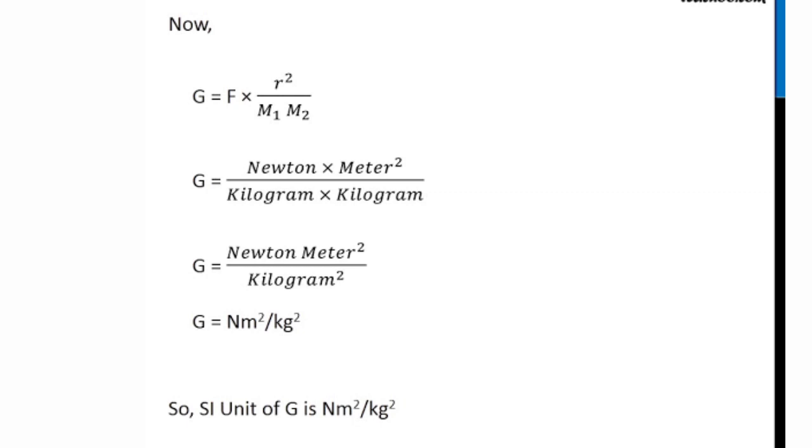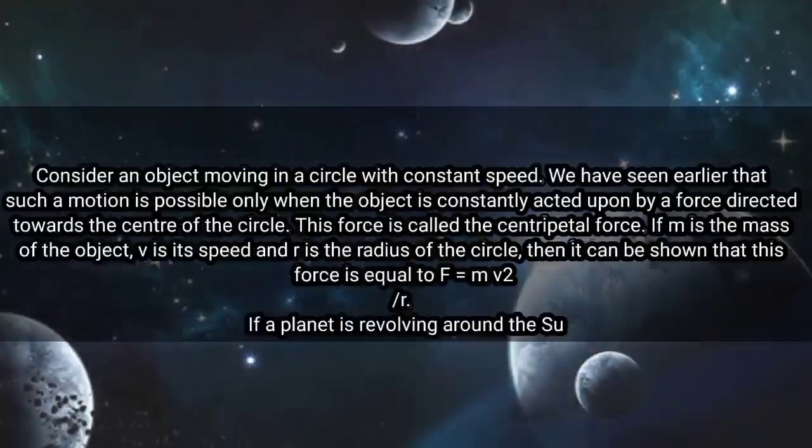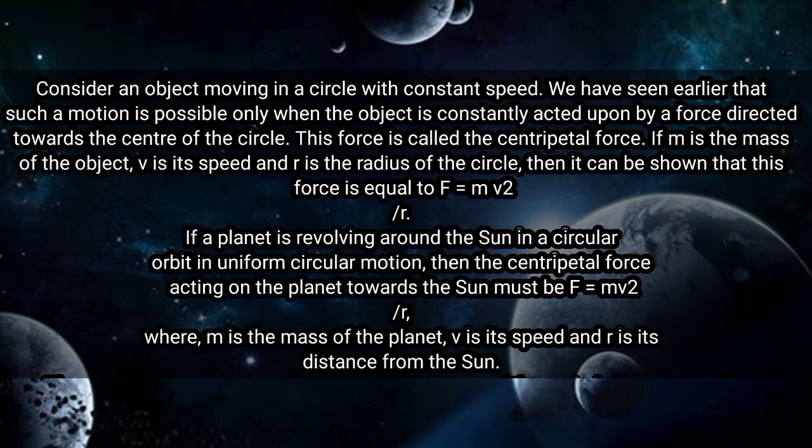Consider an object moving in a circle with constant speed. We have seen earlier that such a motion is possible only when the object is constantly acted upon by a force directed towards the center of the circle. This force is called the centripetal force. If m is the mass of the object, v is its speed and r is the radius of the circle, then it can be shown that this force is equal to F = mv²/r.